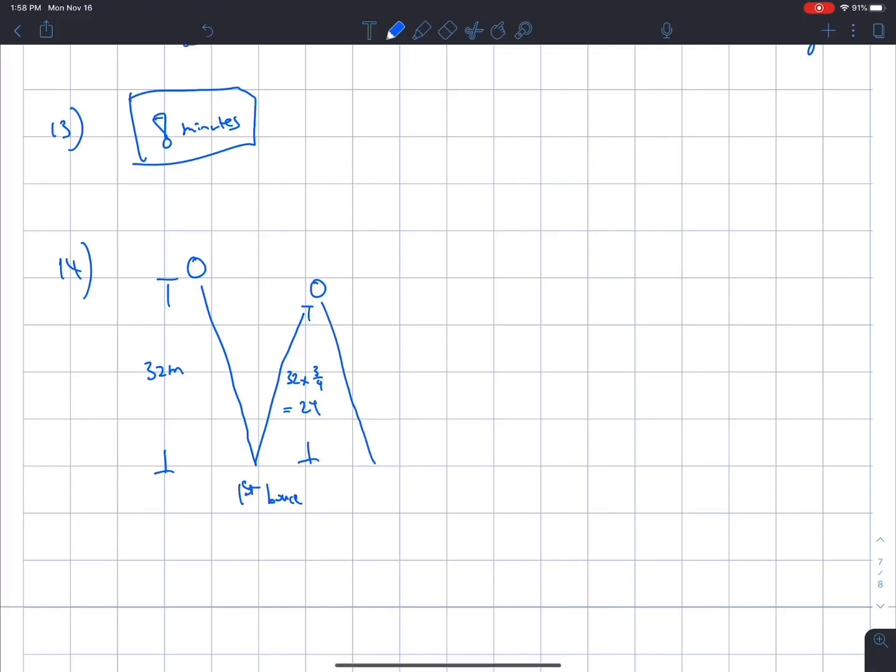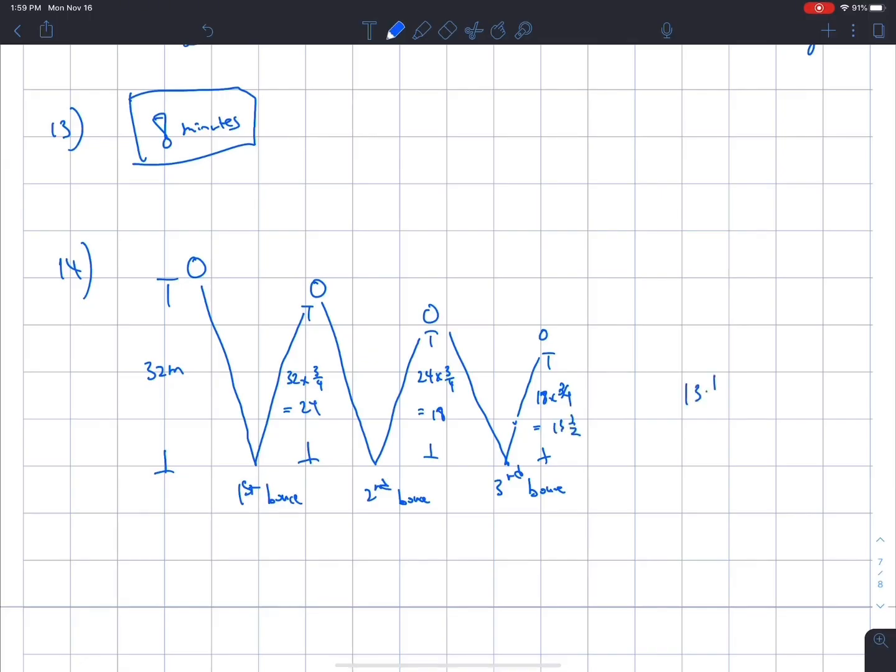It drops to the ground, bounces back again. This will be the second bounce. So now it's from the previous height, which is 24 times 3/4. And we get 18. It drops to the ground, bounces back again. That will be the third bounce, which is what they are asking us. So this would just be 18 times 3/4, where we get 13.5. So 13.5 meters will be our final answer.